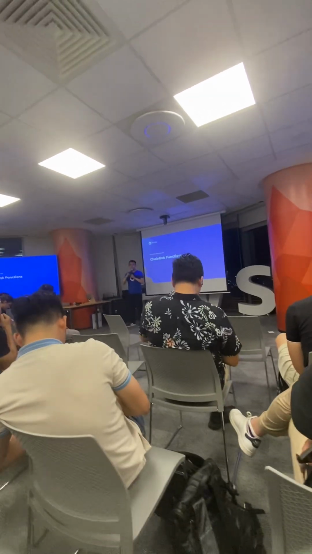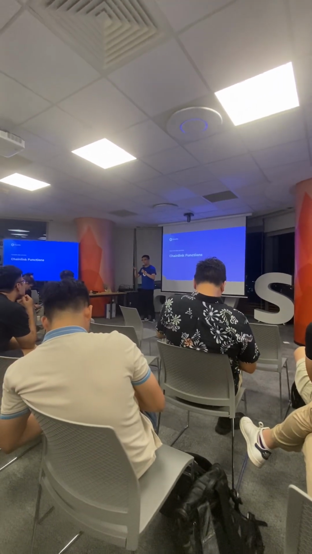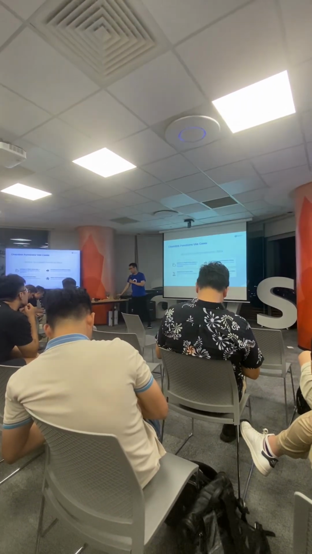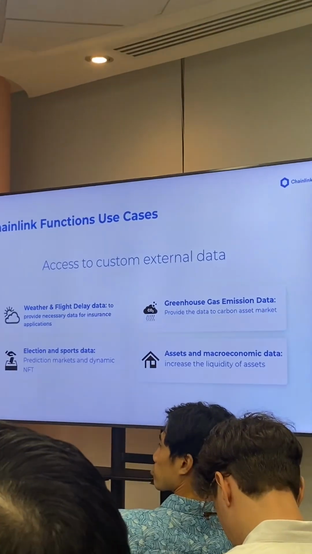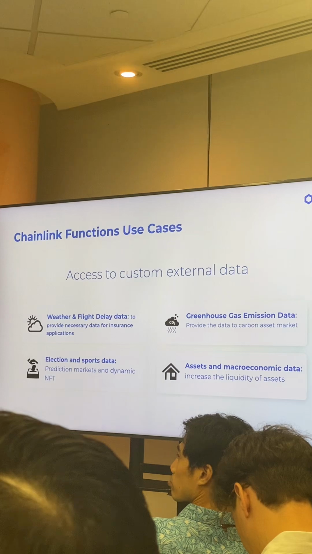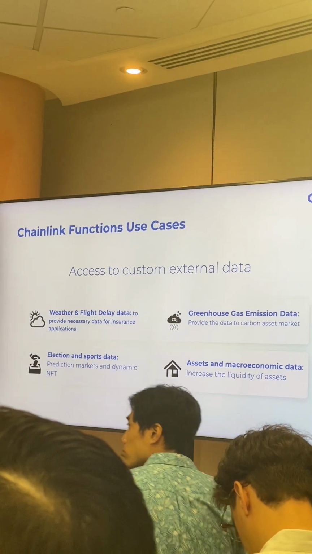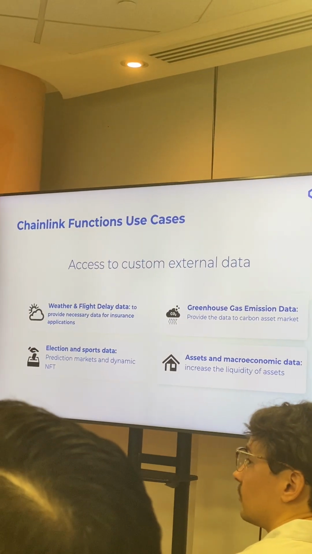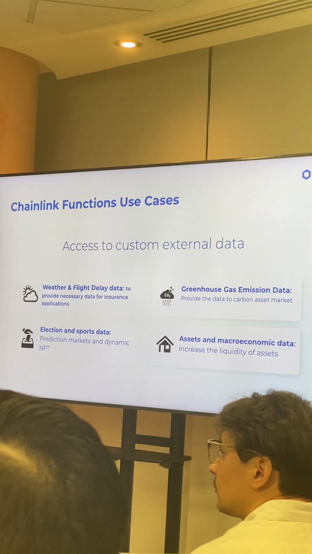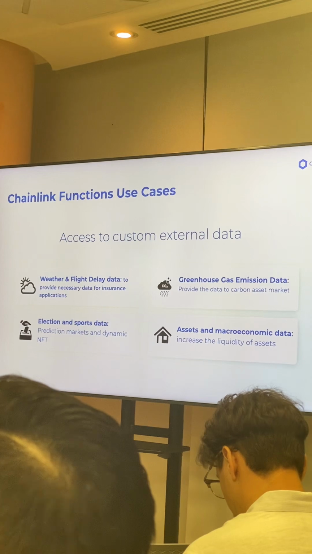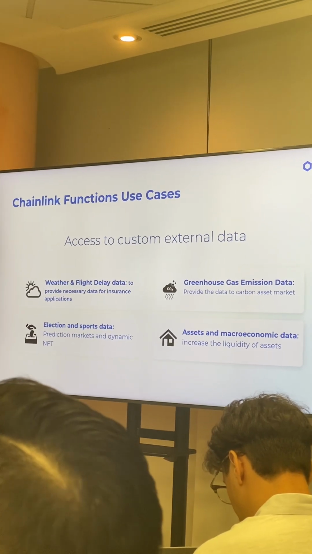So if we want to build a Web3 version of different business logic, we need to know how to get customized data, how to get unnormalized data. For example, we want to build a Web3 version of insurance for flight delay. If the flight is delayed, we will offer a payout to the client. But we need to know if the flight is delayed or not. How can we know that?